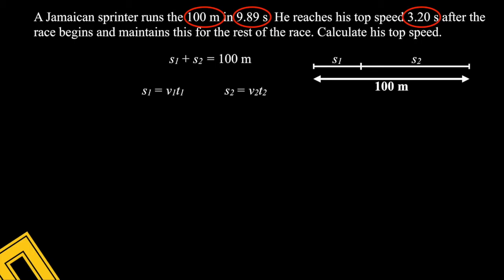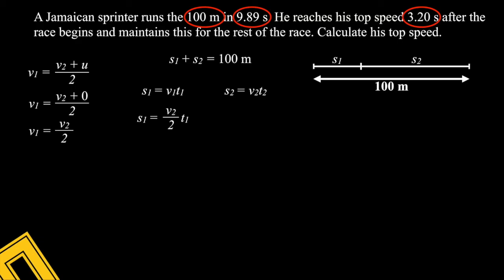So what I want to do is find an expression now for V1, and as I said, it's going to be an average, so it's V2, because that's his top speed, plus his initial speed, divided by 2. It's just an average of those two values, his initial and final. His initial is 0, so V1 is actually just going to be V2 over 2. So now I can write S1 again as V2 over 2 times T1.